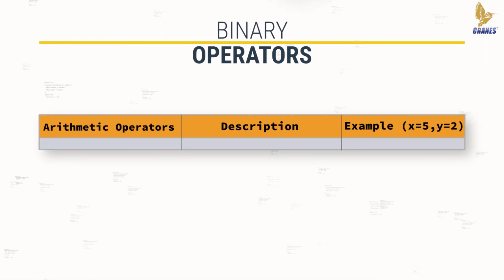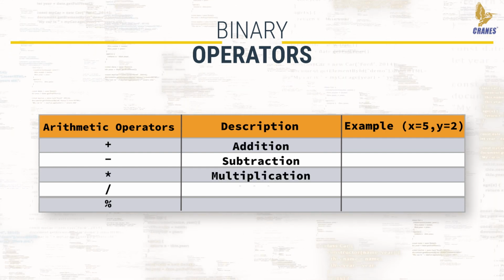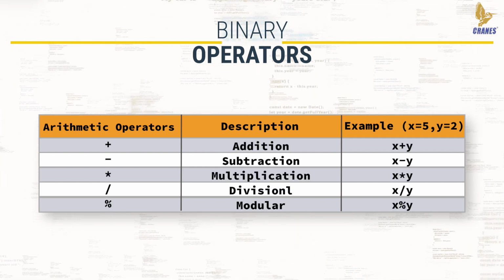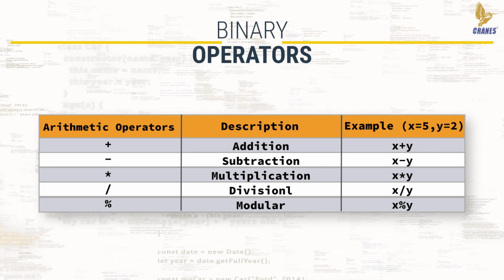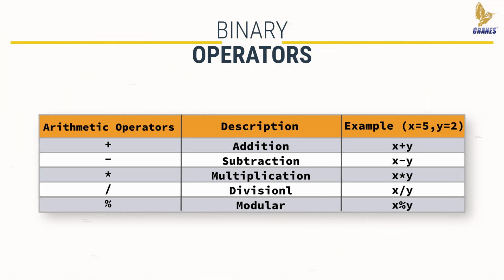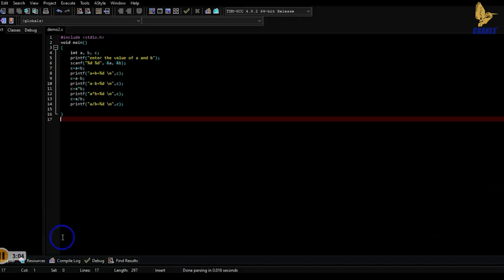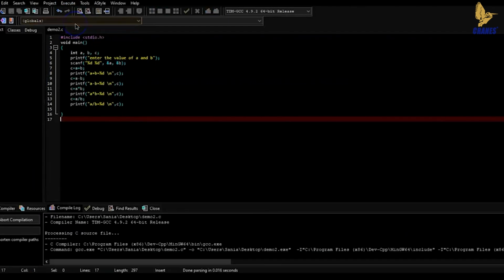Next, we have binary operators that operate on two operands. First, we have arithmetic operators used to perform addition, subtraction, multiplication, division and modular operation. Let us know the performance of arithmetic operations with the help of a simple program. We have included all the arithmetic operators in this particular program. Now let's run the program and look at the result.